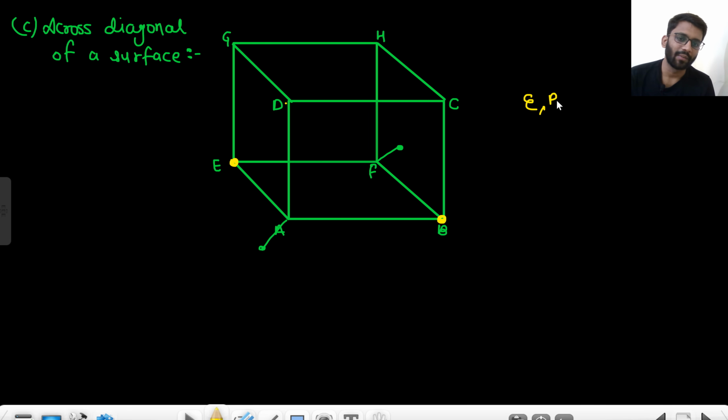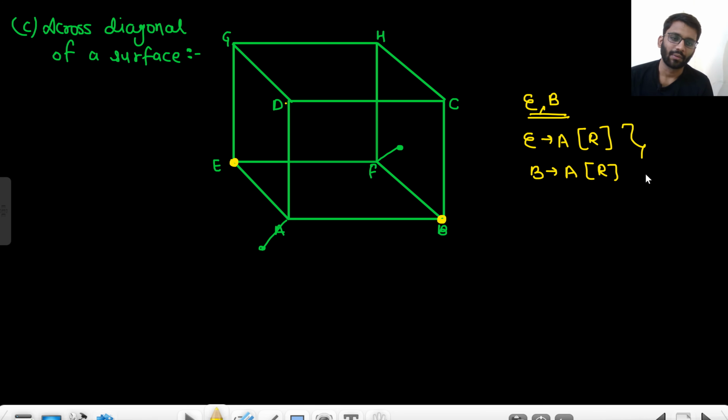So E and B we are talking about. First we will consider only E. E will come to A, R. B will come to A, R. Okay, good. Now E will go to F, R, and B will go to F, it is also R.